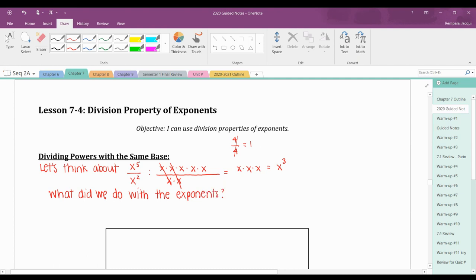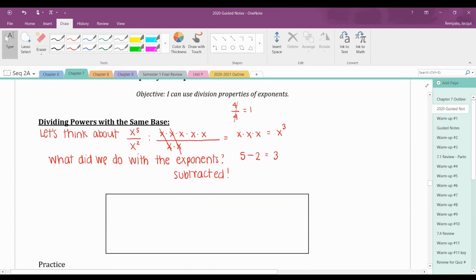So once again, our exponents started as the numbers 5 and 2, and we ended up with the number 3. Hopefully we are aware that 5 minus 2 will get us that number of 3. We subtracted. All right, so let's take a look at our formal definition then.